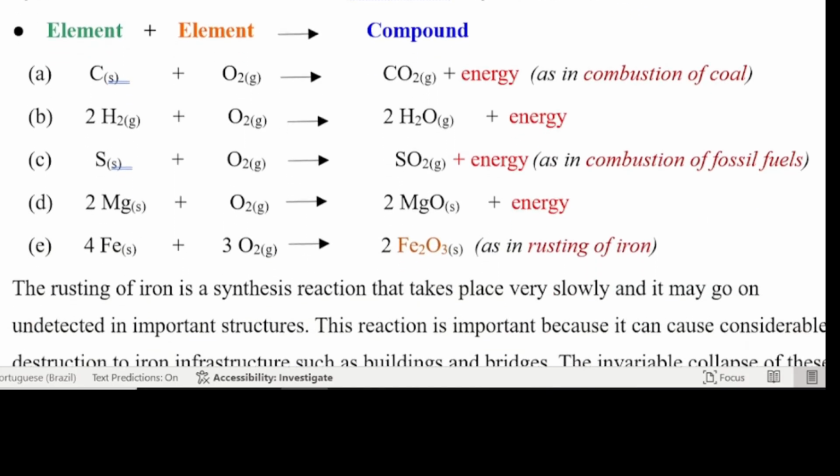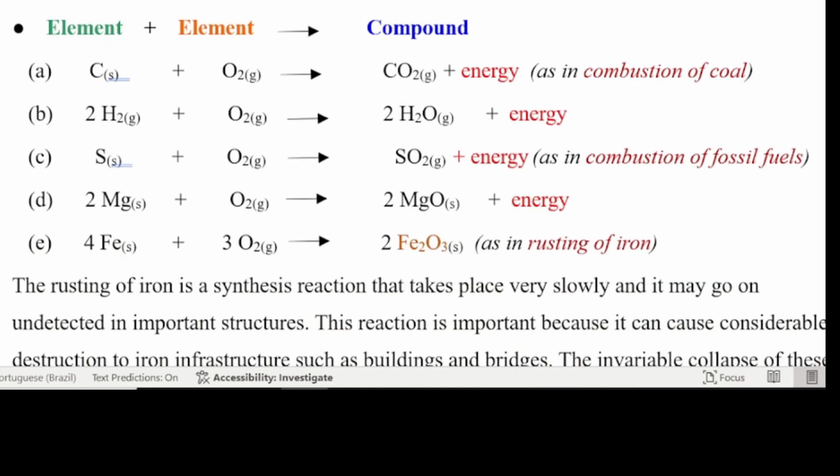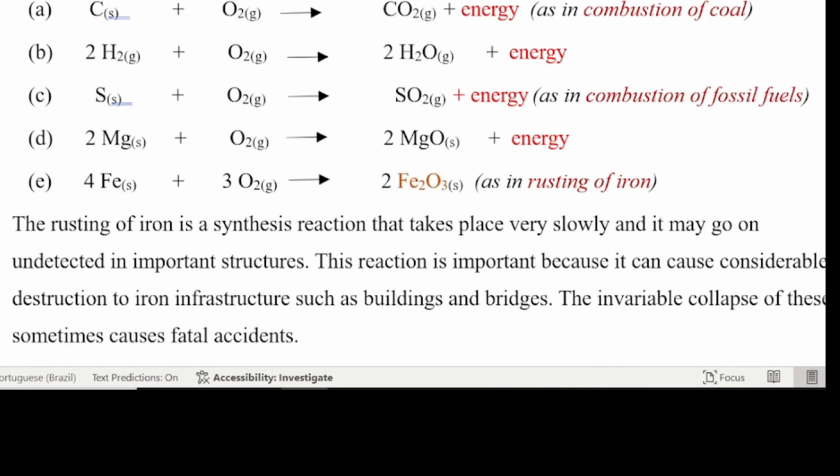So you can have an element combining with another element. For example, if you bond carbon with oxygen, you get carbon dioxide. Of course, you know this is used to produce energy in combustion of coal. If hydrogen is ignited in the presence of oxygen, you get water. Sulfur burns in oxygen, we get sulfur dioxide. Magnesium reacting with oxygen, you get magnesium oxide and energy. Iron reacting with oxygen, you get iron oxide. You can see all these are elements here, and when they combine together, you get these compounds here.